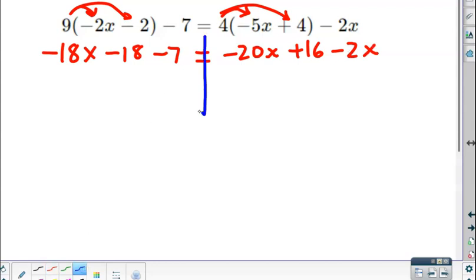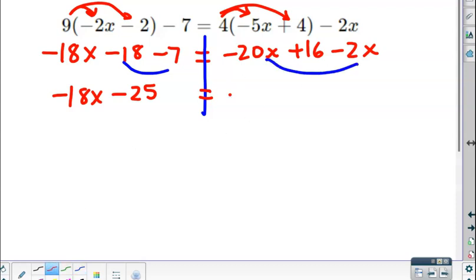Now remember, you can only combine like terms if they're on the same side. So this negative 18 cannot combine with that negative 20x because they are not on the same side. But these two constants are on the same side, so the negative 18x will remain the same, but these two will become a negative 25. Over here, I do have variables on the same side. That would give me negative 22x plus 16.